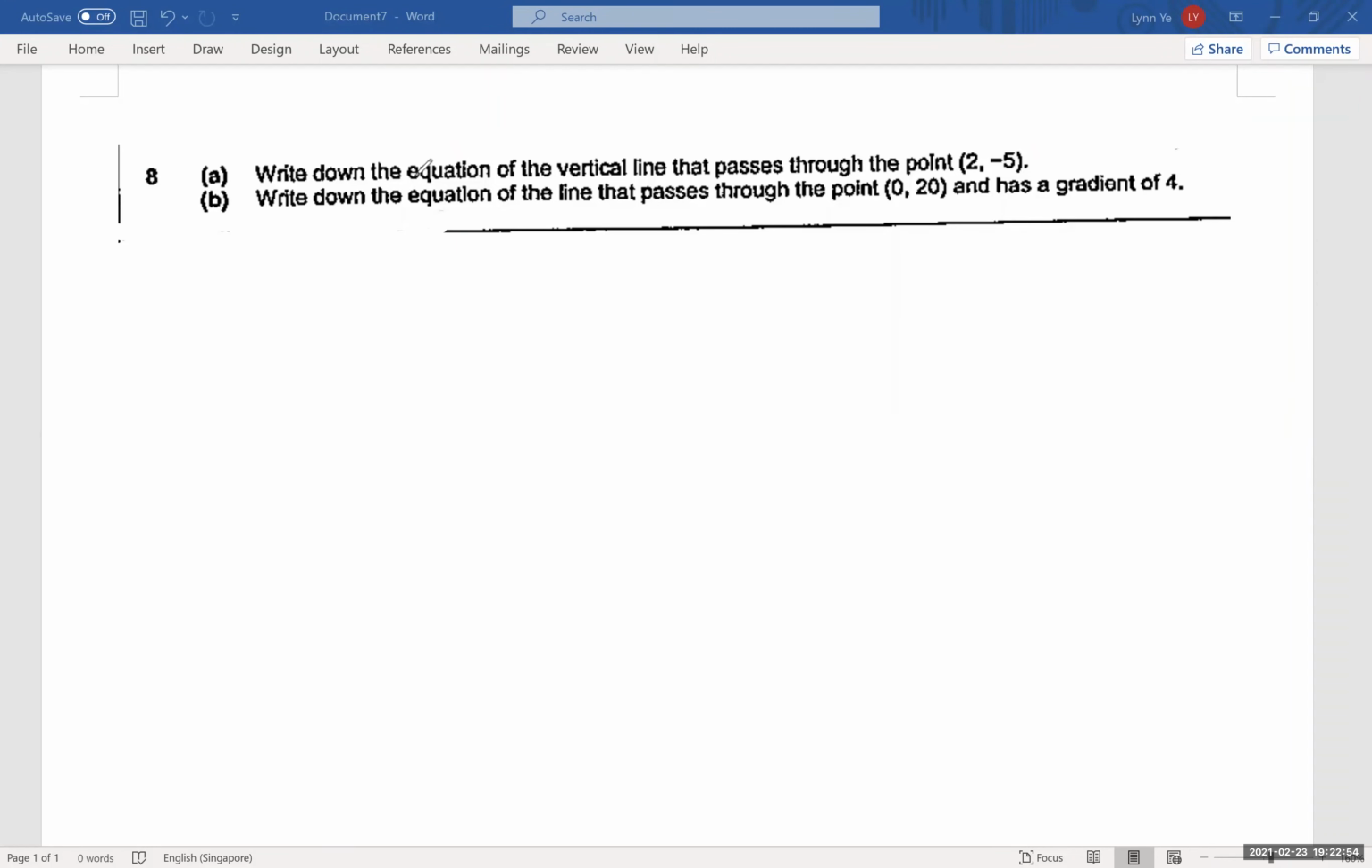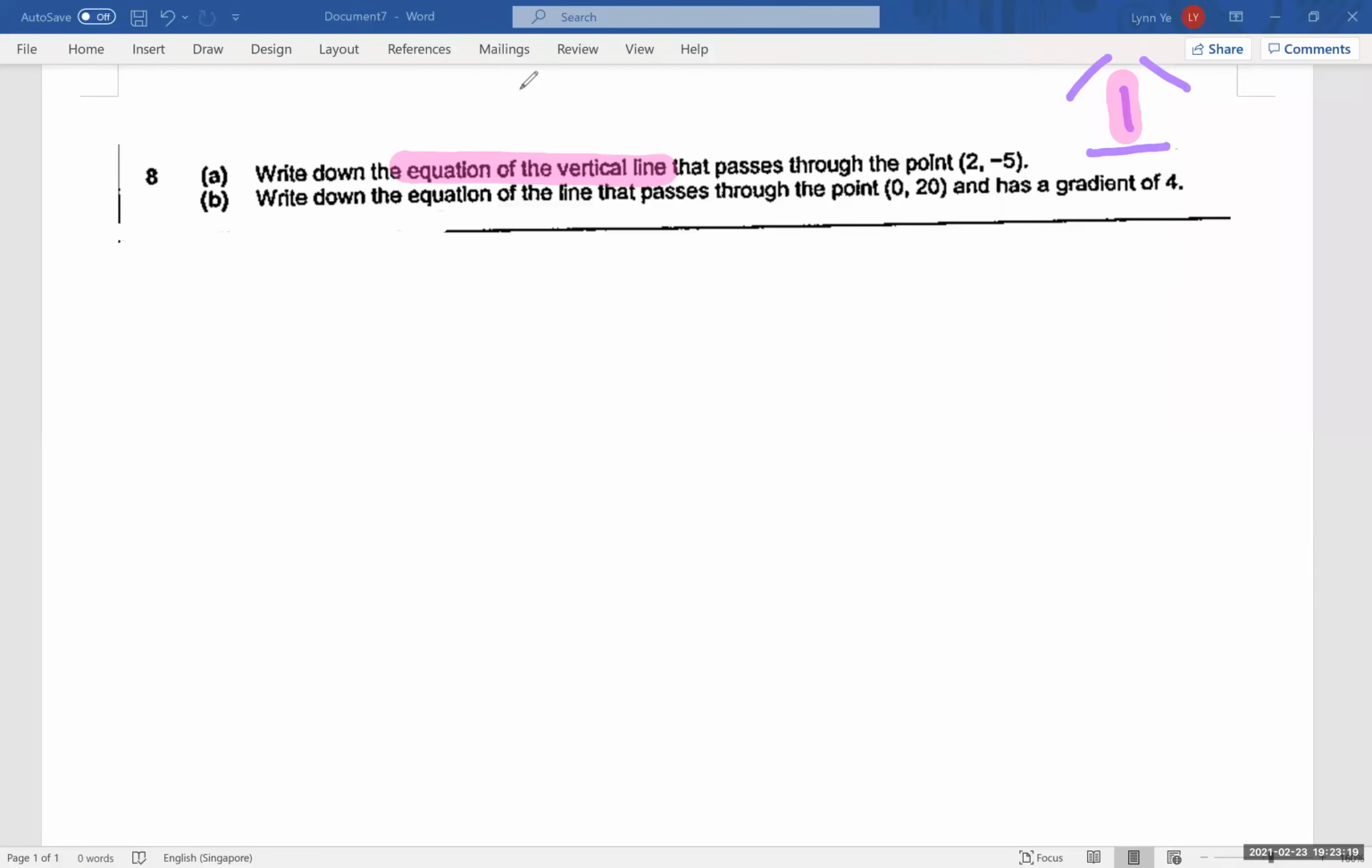Okay, so for this question, they want you to write down the equation of the vertical line that passes through this point. Remember that we did lines before, there are four lines: 1, 2, 3, and 4. So when they say vertical line, what they mean is actually this line, which is the vertical line.